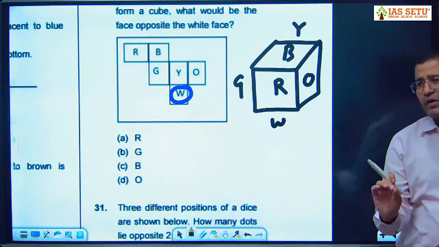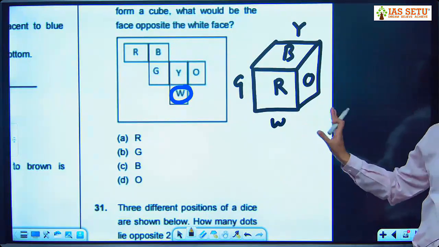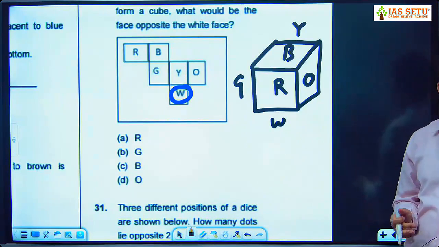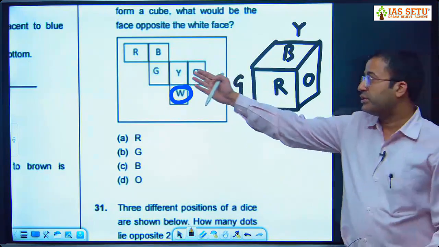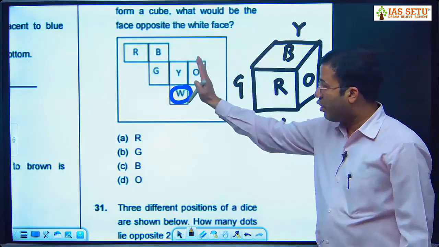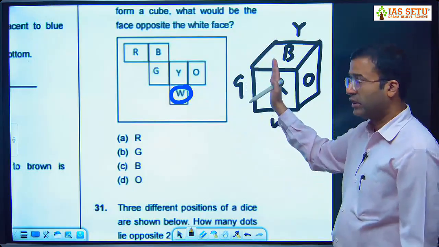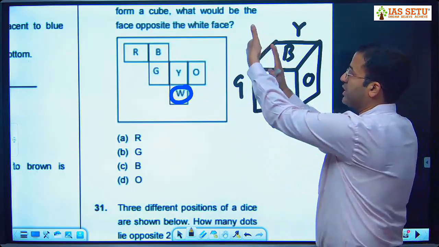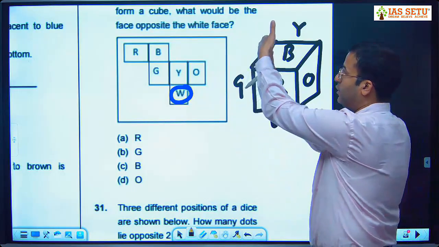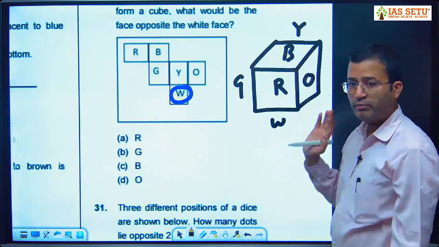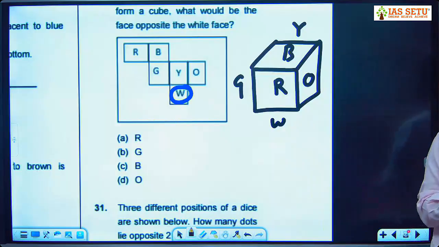Nearly 25 to 30% of students are comfortable with this. Okay, which means your visualization is good. Just try: yellow at the back, orange on the right side, white at the bottom, green on the left side. Along with green came blue and red. So blue on the top, red in the front. So what is opposite of white? Blue. This is the first method.